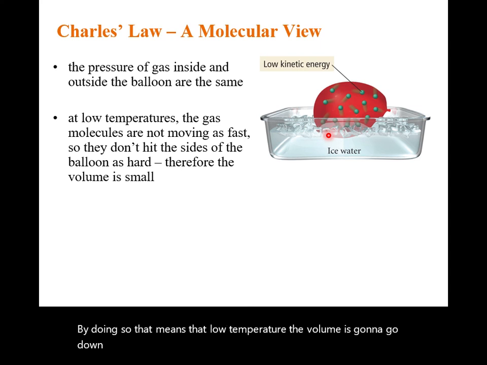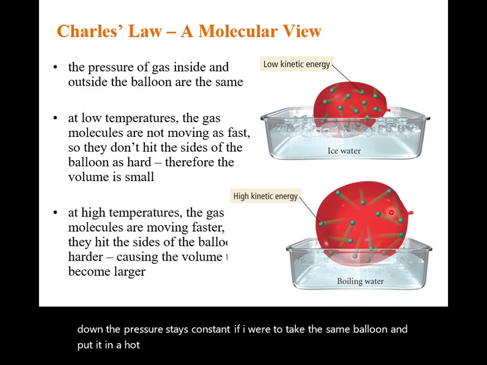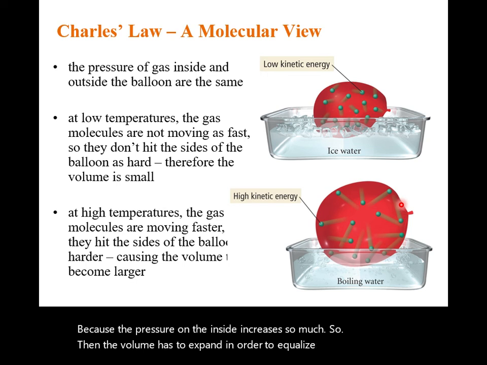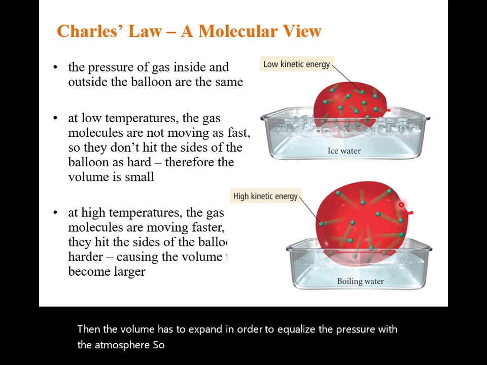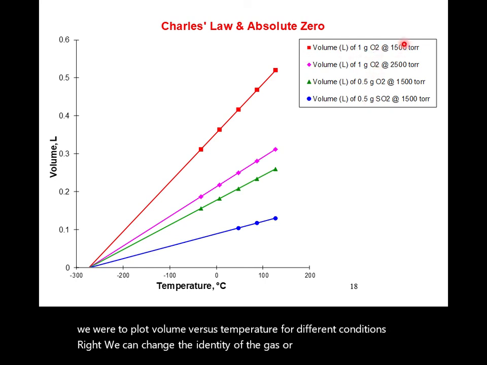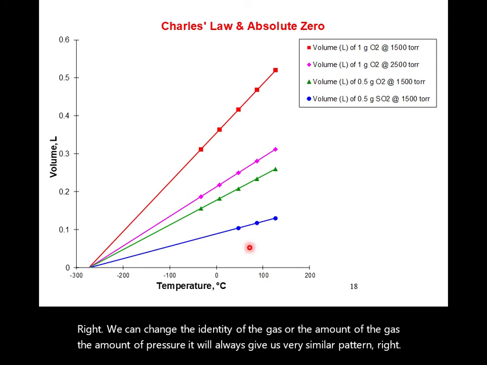The pressure stays constant. If I were to take the same balloon and put it in a hot bath, it will expand because the pressure on the inside increases, so the volume has to expand in order to equalize the pressure with the atmosphere. So volume and temperature are directly proportional. If we were to plot volume versus temperature for different conditions, where we change the identity of the gas, the amount of the gas, or the amount of pressure, it will always give us a very similar pattern, right? Volume is directly proportional to temperature.